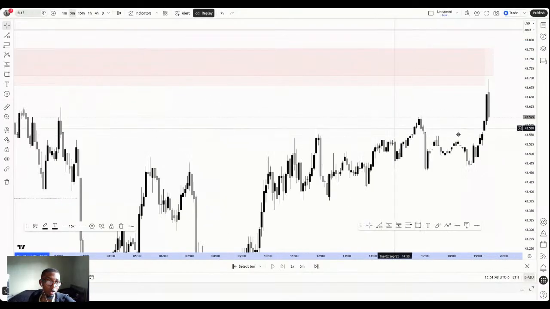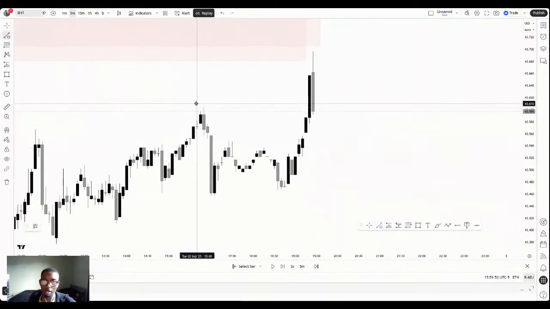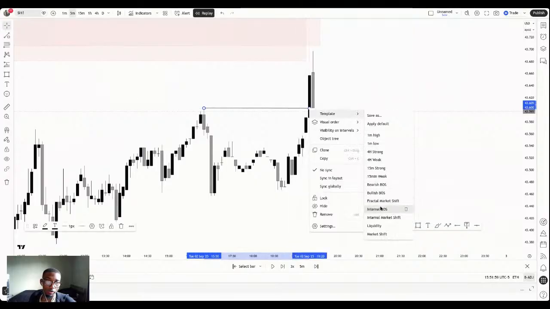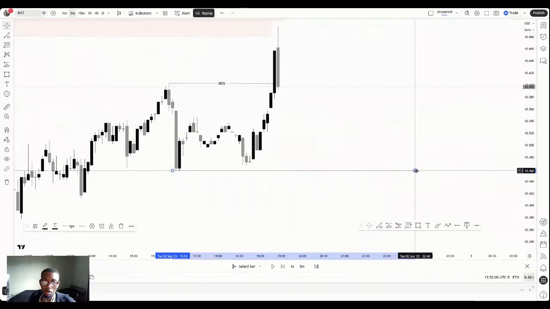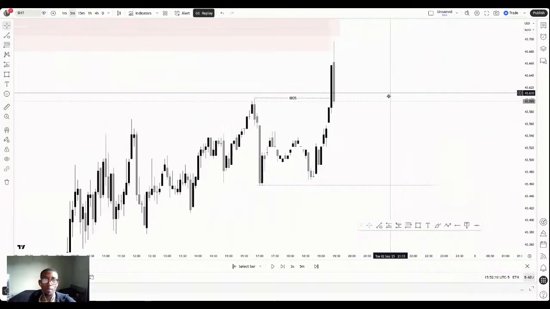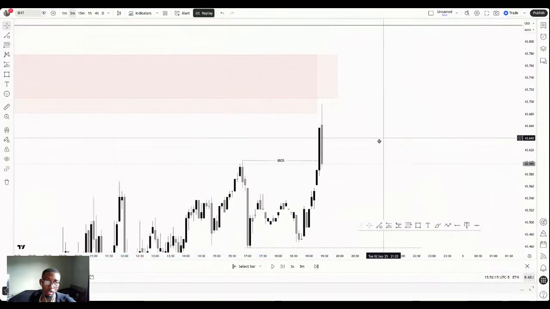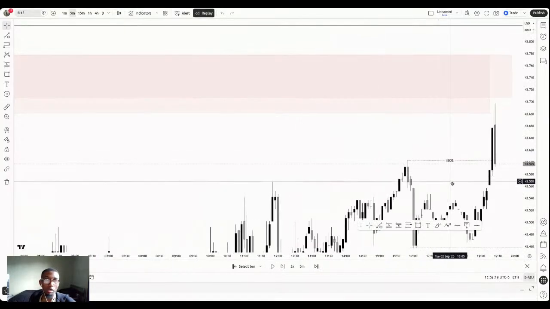So let me zoom in right here. And so I see that this is my last internal break of structure to the upside on my 5-minute time frame. That means this should be my swing low. Right, this should be my swing low. So price never tapped into my 5-minute, but let's see what happens. Let's see what the next candle is. All right, here we go.